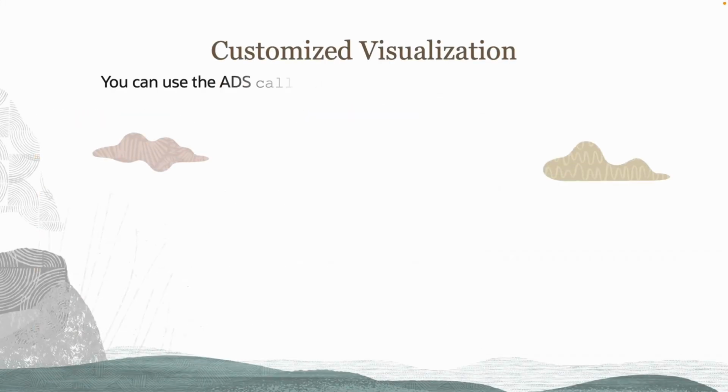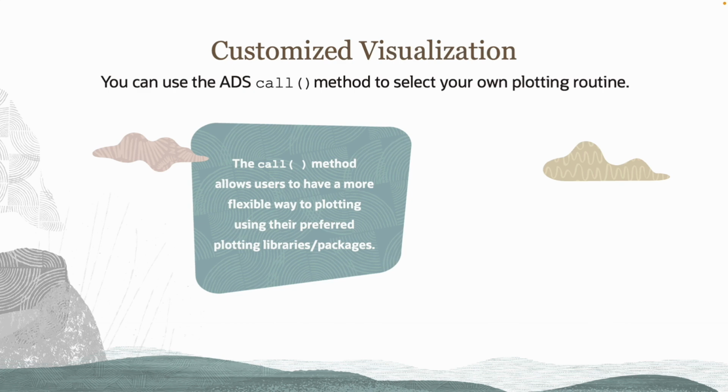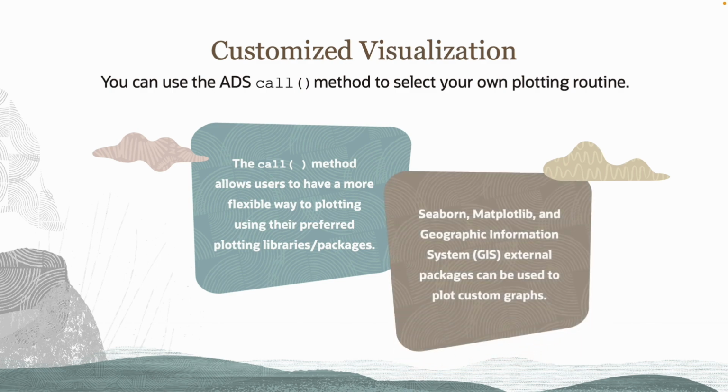ADS provides you with a good set of options to plot the columns of your dataset. The Visualization API is flexible enough to let you customize your charts or choose your own plotting library. You can use the ADS call method to select your own plotting routine. The call method allows users to have a more flexible way to plot using their preferred plotting libraries or packages.